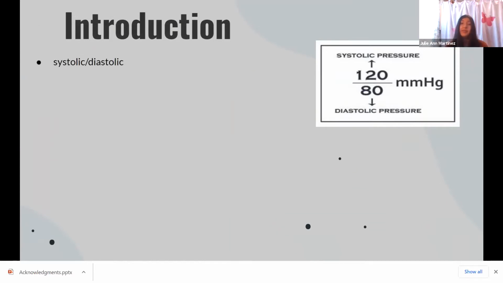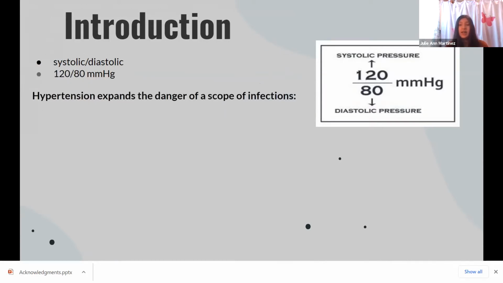Introduction. Here we have a few things we must know. For example, systolic, which would be the systolic pressure, and diastolic, which would be the diastolic pressure. As talked about in slide 4, normal systolic blood pressure would be about 120 and a normal diastolic blood pressure would be about 80. mmHg is millimeters of mercury. Systolic pressure is the maximum pressure the heart exerts while beating and functioning, and diastolic is the blood pressure between heartbeats.